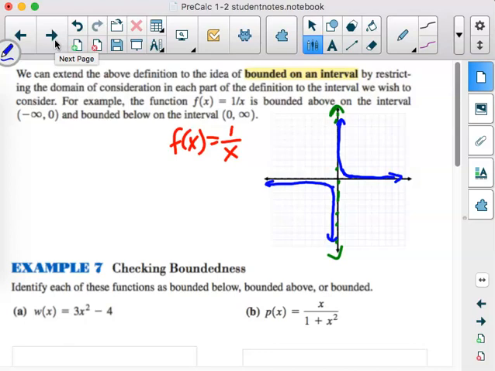Now, what this says is it's bounded above on the interval from negative infinity to 0. Bounded above, negative infinity to 0. This chunk right here of the graph. Oh yeah, because it never quite makes it to the x-axis. Yeah, it's bounded above.